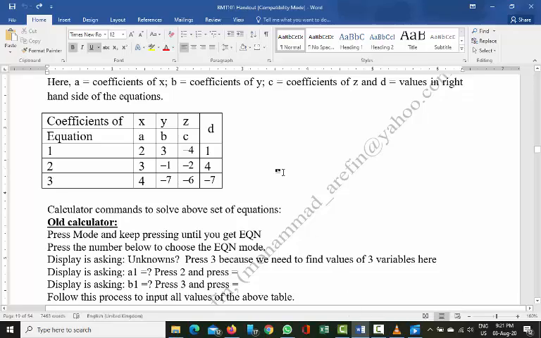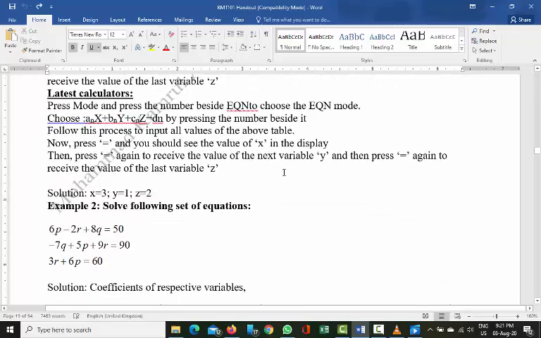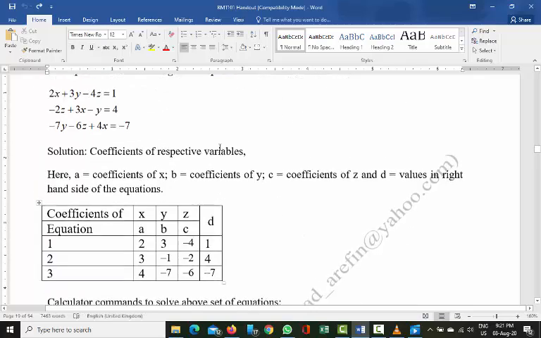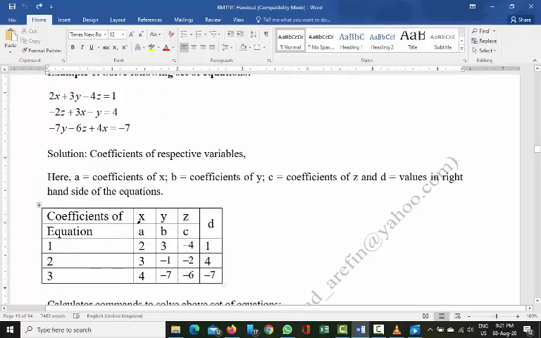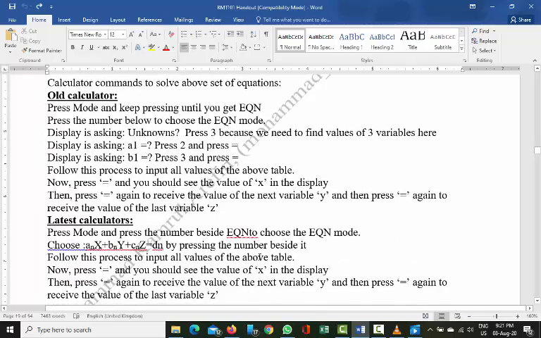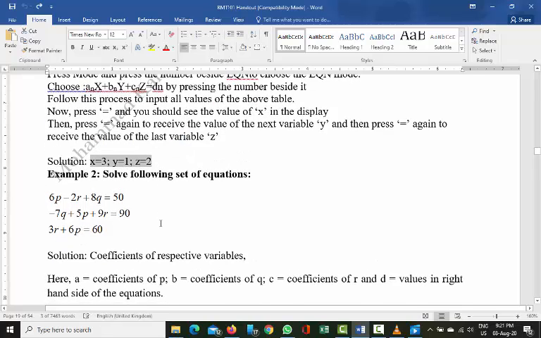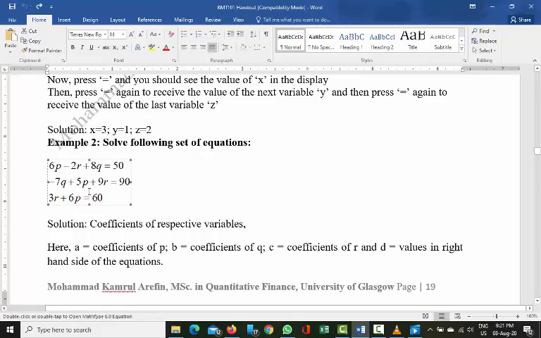Right, so now, using the calculator, if you solve this set of equations, you will get the answer: the value of x will be 3, y will be 1, and z will be 2. So similarly we can solve this example as well.